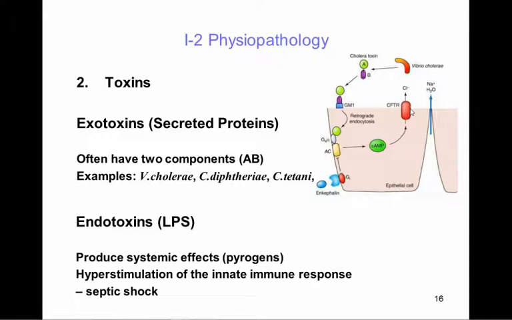So exotoxins, proteins; endotoxin, LPS. Exotoxins, gram-positive and gram-negative. Endotoxins, gram-negative only. Exotoxins, different effects that are directly related to the pathology. Endotoxins, relatively non-specific effects. This is the kind of thing that we will want to hear from you in an exam answer.